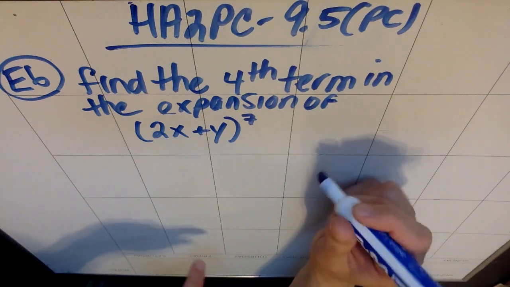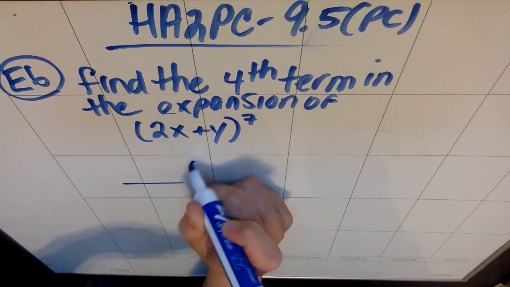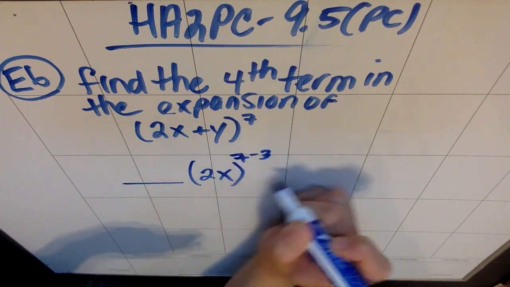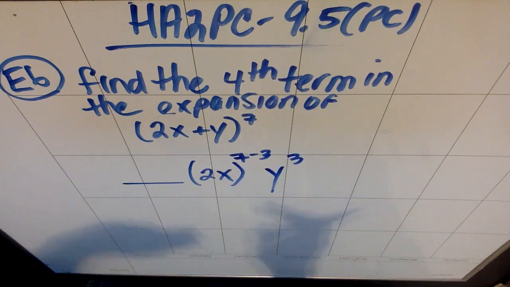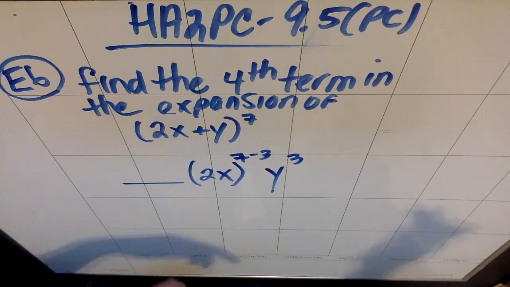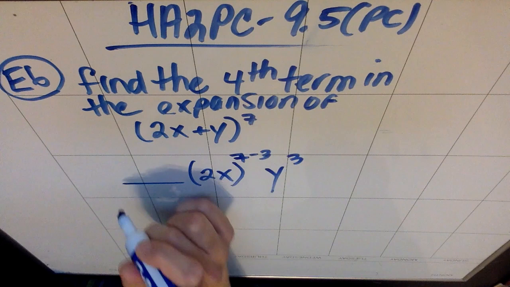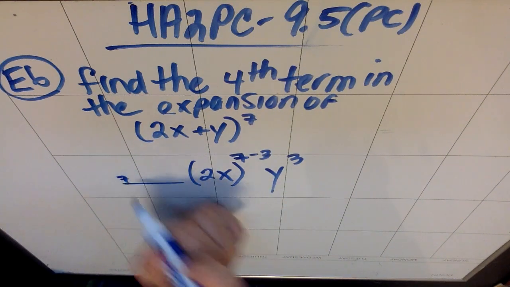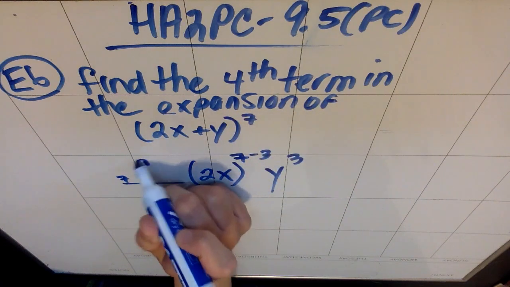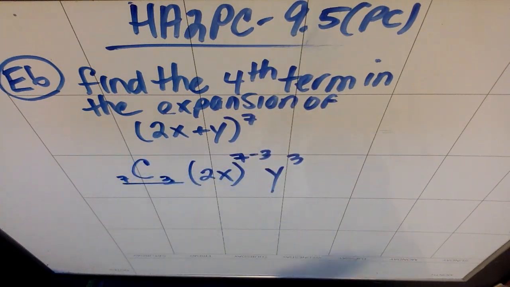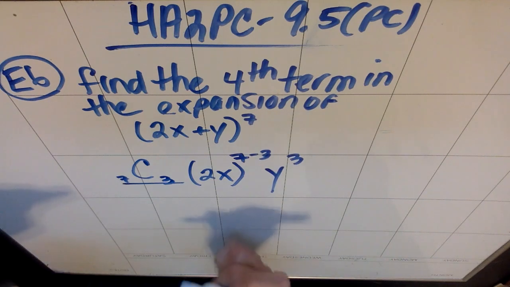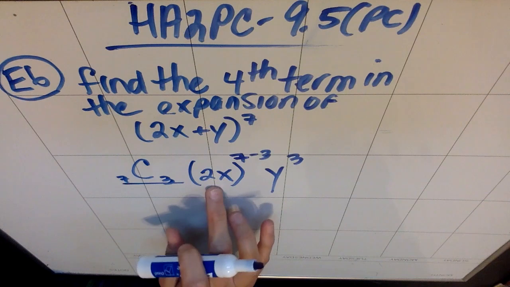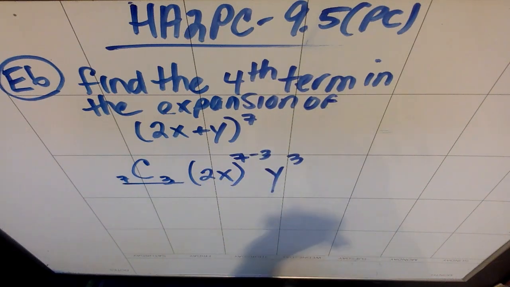So what we're looking at here is a blank times (2x) to the 7 minus 3, times y to the third, because my y went from 0 to 1 to 2 to 3. And then that means that this box right here is going to be my n, which was 7. My n is always the power on the whole expression, choose the r, which is the power on the y, on the back seat. So I need a 7 choose 3. But then I also need to recognize that not only is this x to the fourth power, but the 2 is also to the fourth power.